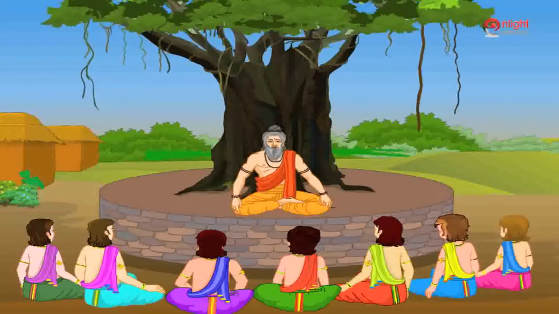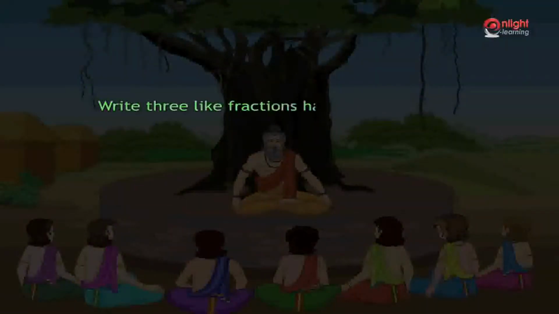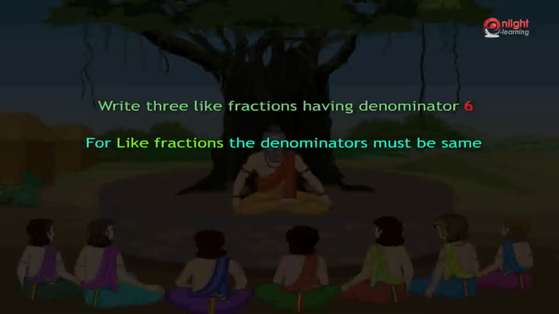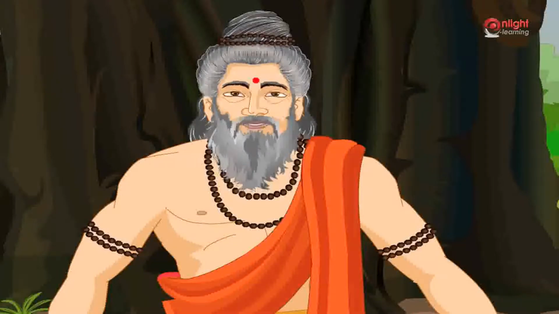Now, let us write 3 like fractions having denominator 6. We know for like fractions, the denominators must be the same, and here we are given the denominator as 6. So the fractions can have different numerators. Therefore, 5 by 6, 7 by 6 and 11 by 6 are 3 like fractions with the common denominator 6. Now, let me teach you how to compare like fractions.